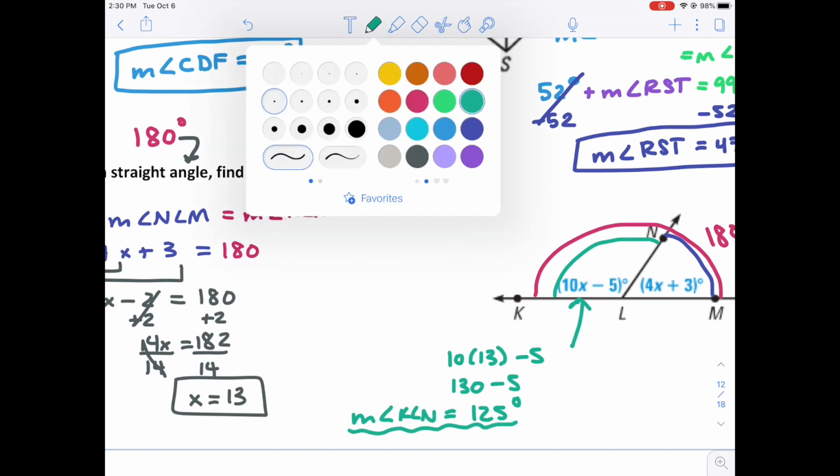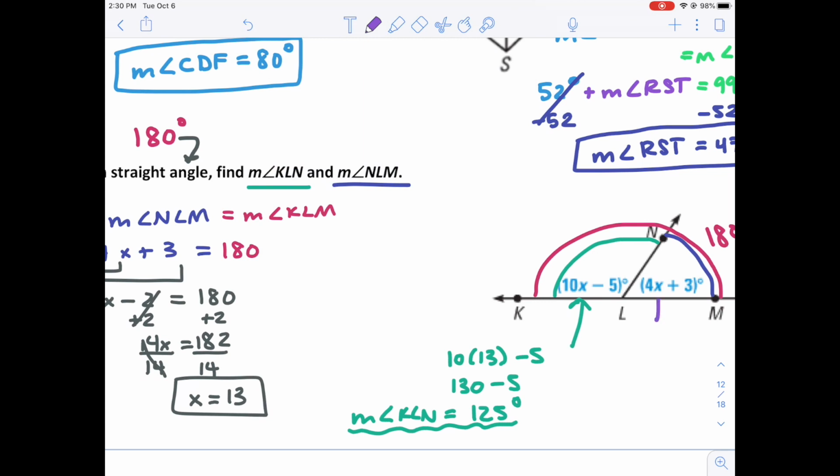And then I'm going to also plug in 13 for NLM. So 4 times 13 plus 3. 4 times 13 gets me 52 plus 3. Hope that's right. I think it is. And then 52 plus 3 gives me 55 degrees. Oh, it is right. I know because those two add up to 180 degrees. Love it when that works out.